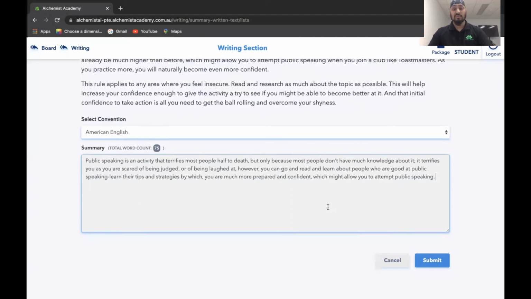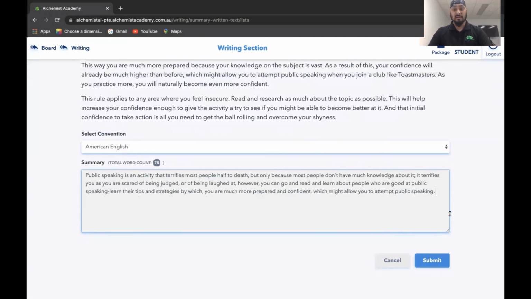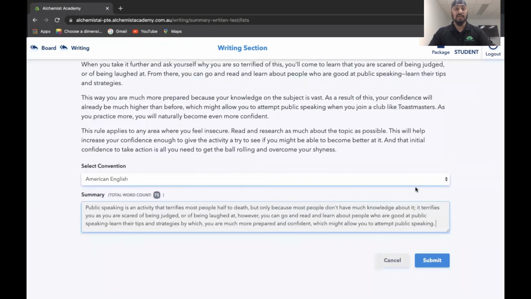That should be fine. So if you look at this, I had to change a couple of words. It just does not sit in the way it should. It says public speaking is an activity that terrifies most people half to death, but only because most people don't have much knowledge about it. It terrifies you as you're scared of being judged or being laughed at. However, you can go and read and learn about people who are good at public speaking, learn the tips and strategies by which you're more prepared and confident, which might allow you to attempt public speaking.